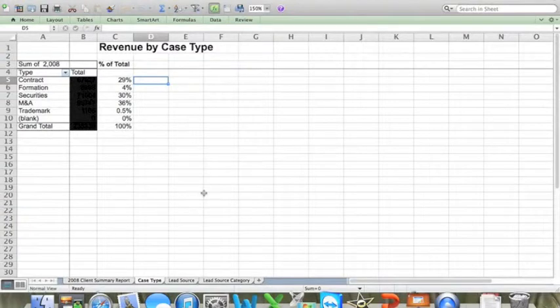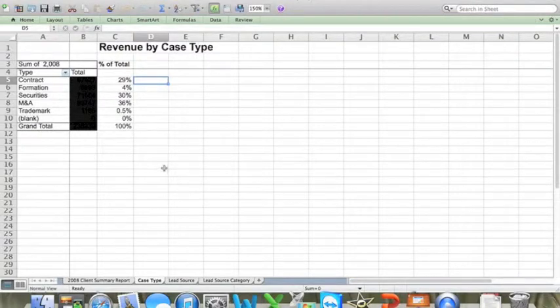Now, as we discussed before, I track this information in the other worksheet in order to run this report. The goal of this exercise is to pick the marketing activities that produce the most revenue. So in order to do that, we'll want to make sure that we know what types of matters we're servicing in our firm that produce the most revenue.